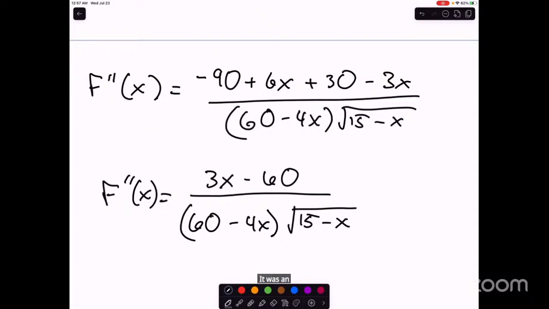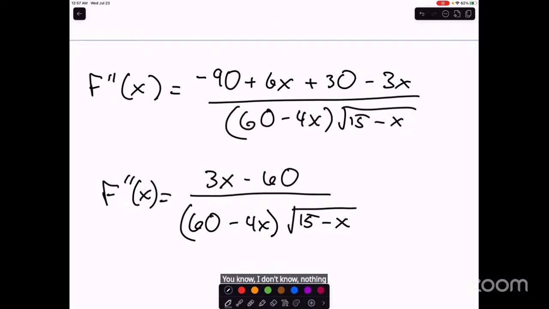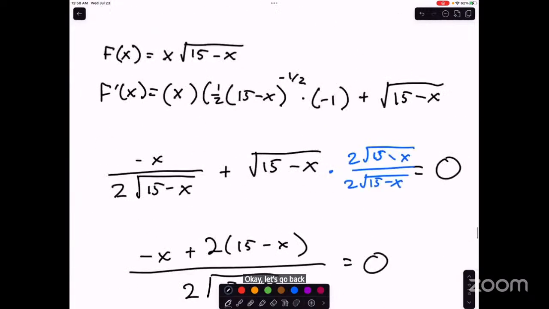That was an adventure. Now we can factor out a 3. That would make that x minus 20. We factor out a 4. I don't know. Nothing really seems like it cancels, so this should be fine for our second derivative. Okay, let's go back and try to answer the questions.